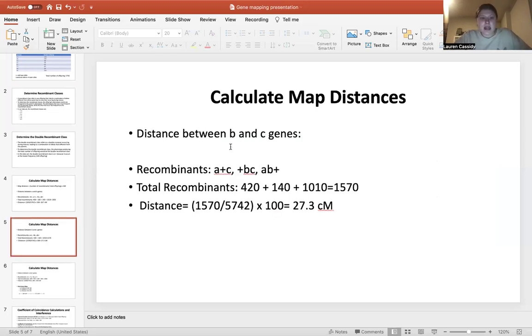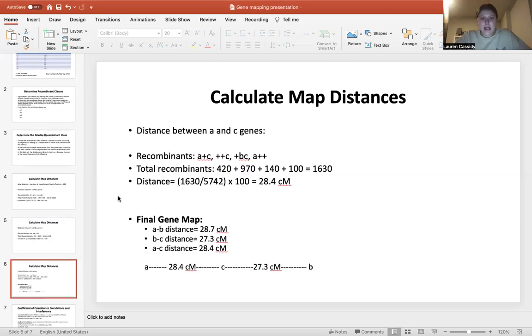And we do the same thing for the distance between B and C genes. And that produces a distance of 27.3 centimorgans. And again, for the distance between A and C genes, so the recombinants, and we add the total number for each one divided by the total number of offspring, and that produces a distance of 28.4 centimorgans.